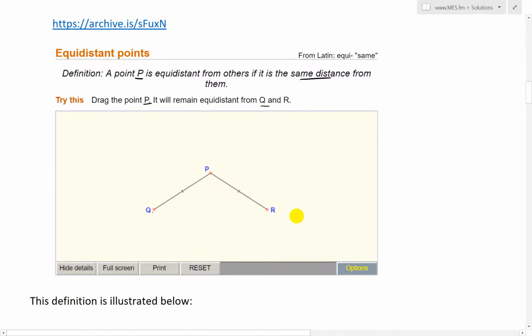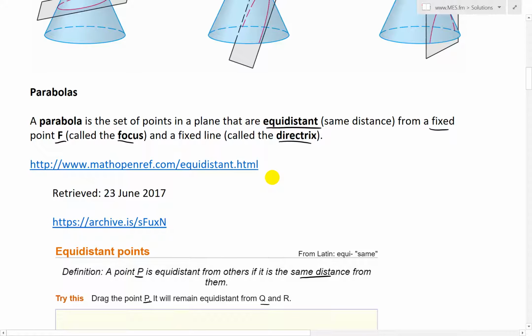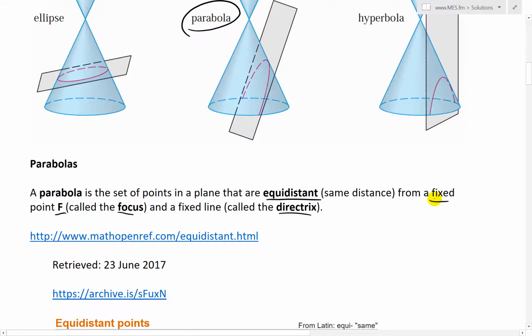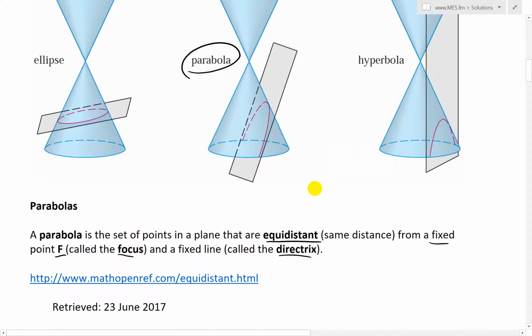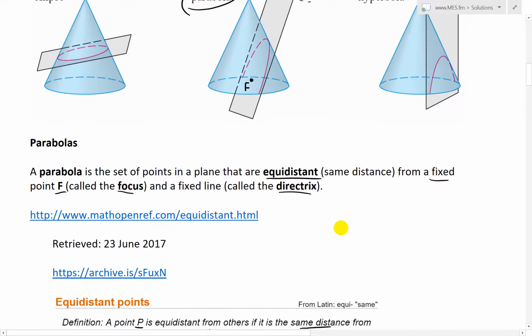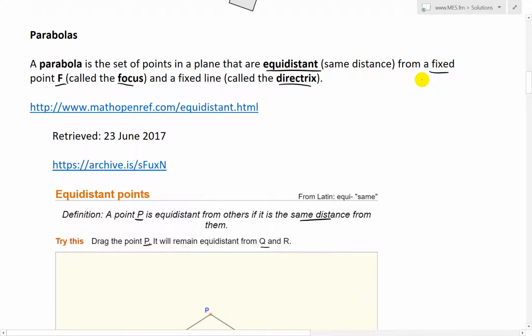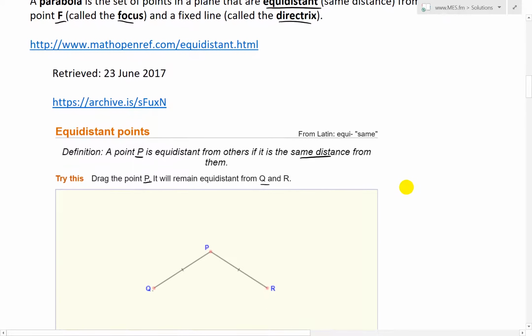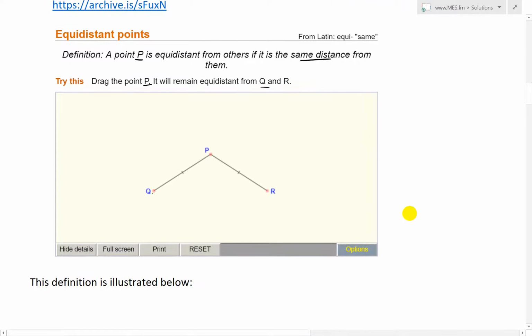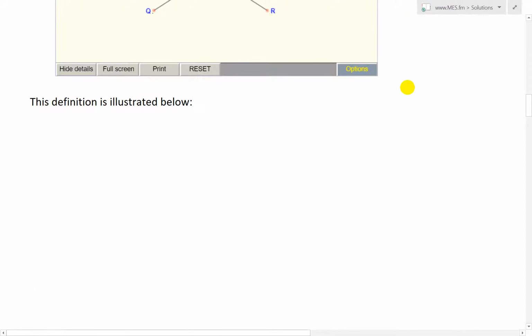So let's look at the definition. I'll illustrate it. A parabola is a set of points in a plane that are equidistant, i.e. the same distance, from a fixed point. Looking at it through this plane, this could be the point F, and the fixed line could be somewhere across here, and we'll get to that in a bit. So it's a set of points equidistant from a point F and a line called the directrix.